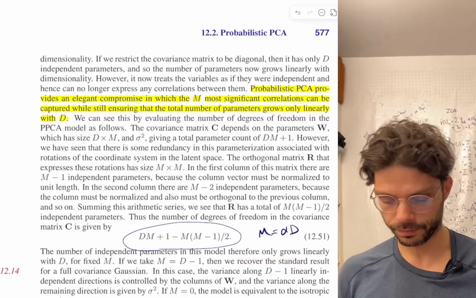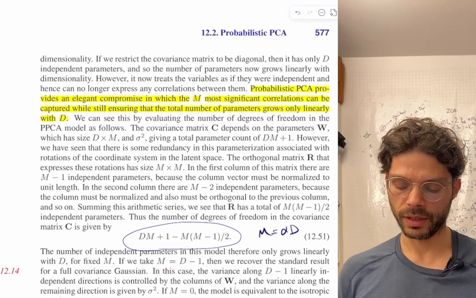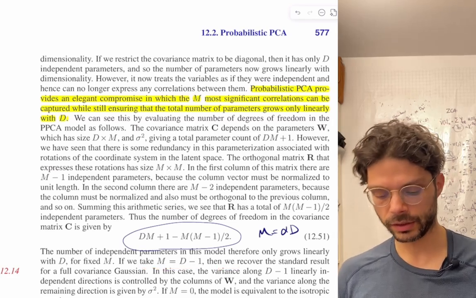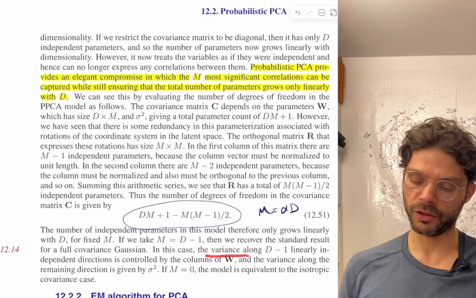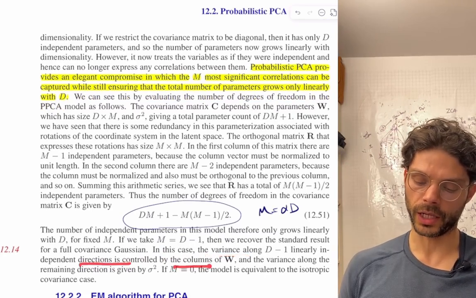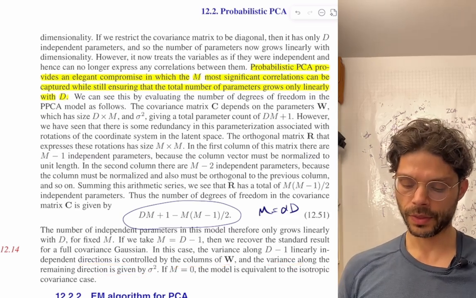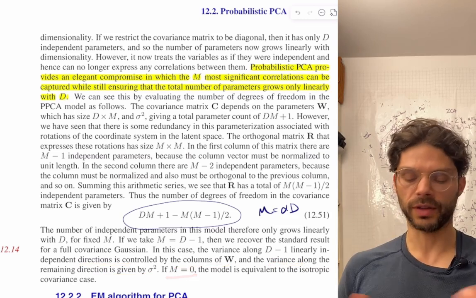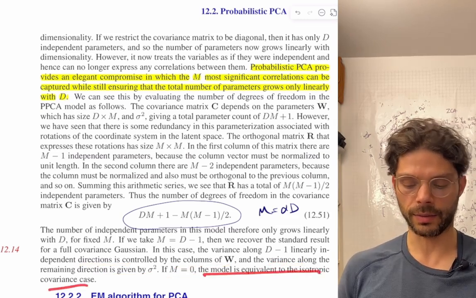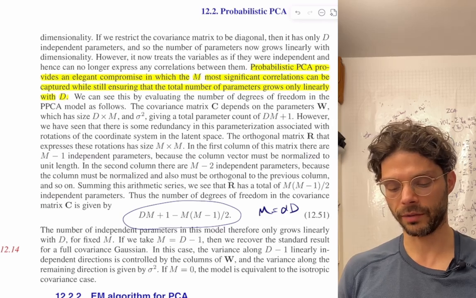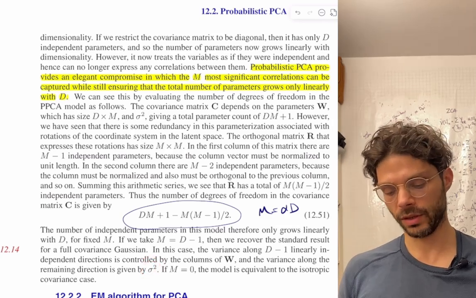for fixed M. If we take M equals D minus 1, then we recover the standard result. In this case, the variance along D minus 1 linearly independent directions is controlled by the columns of W. The variance along the remaining direction is given by sigma squared. And if M is equal to 0, so we don't take anything, then we just get the isotropic covariance. So we put all of our variance into sigma squared.